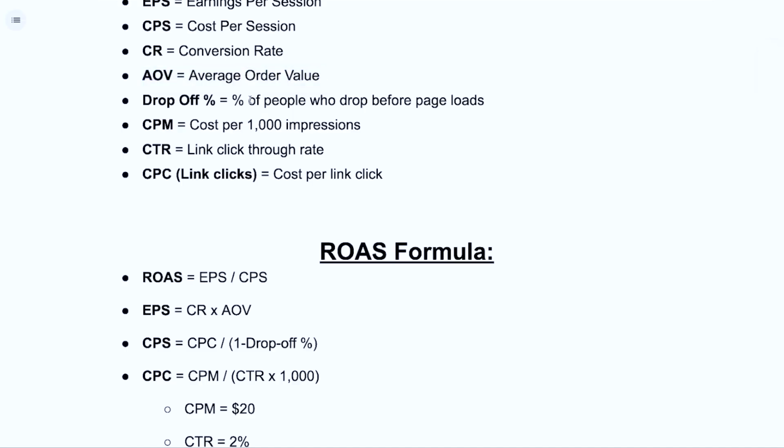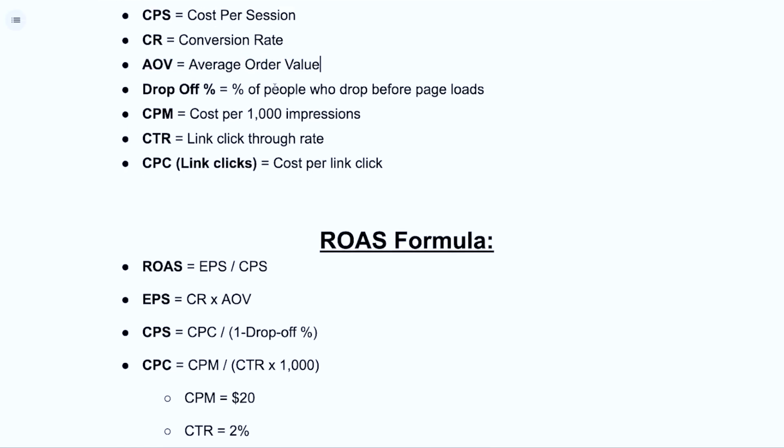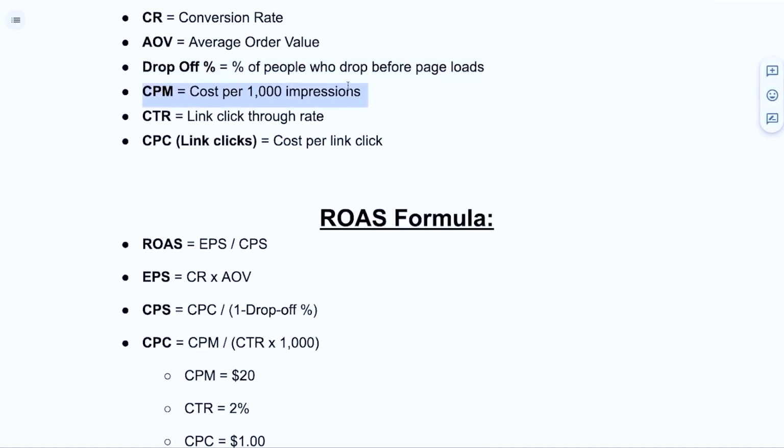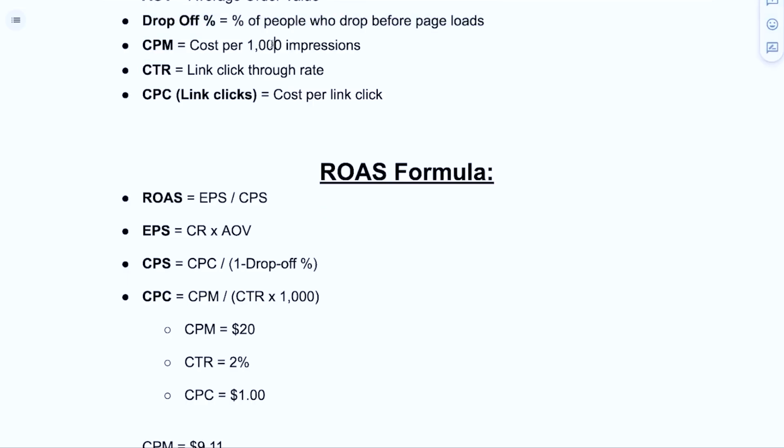Then drop off percentage. This one we haven't talked about yet, but this is the percentage of people who drop off before the page loads. So if we send 100 link clicks to the site and 80 people actually end up being sessions, that's a 20% drop off. And that's very typical, anywhere from 80 to 90% is the number that we want to see. And the biggest impactor on the drop off percentage is the site loading speed. And we'll talk about how to judge or gauge that in a second.